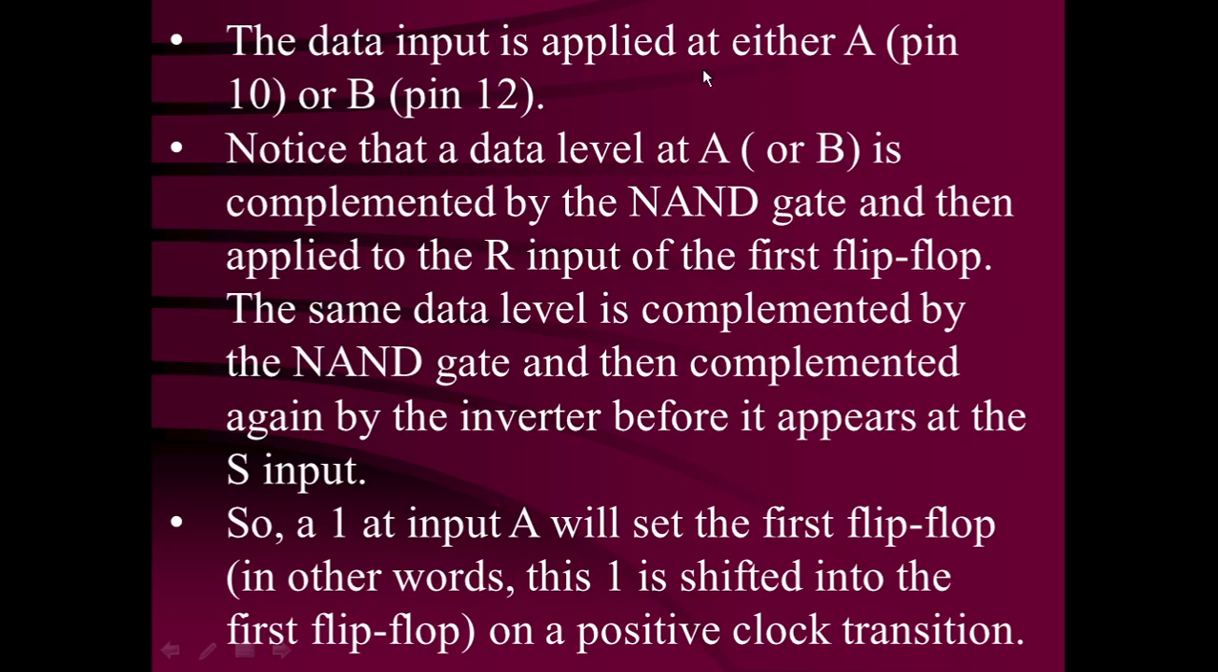The data input is applied at either A, pin number 10, or B, pin number 12. So A and B will work as data inputs. Notice that the data level at A or B is complemented by the NAND gate and then applied to the R input of the first flip flop. The same data level is complemented by the NAND gate and then complemented again by the inverter before it appears at the S input. So a one at data input A will set the first flip flop, because one will appear at S and R is going to be 0.